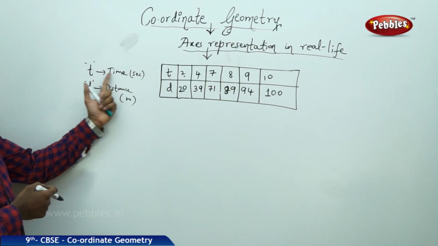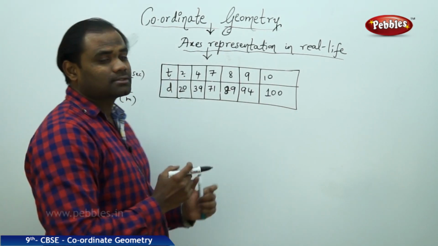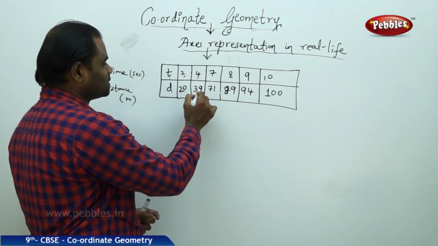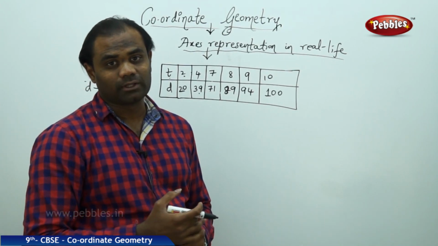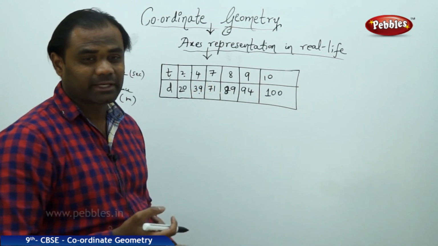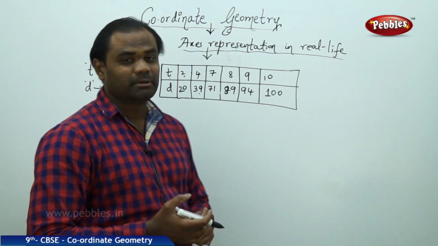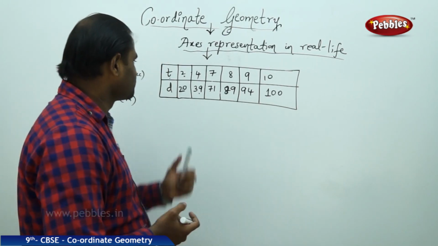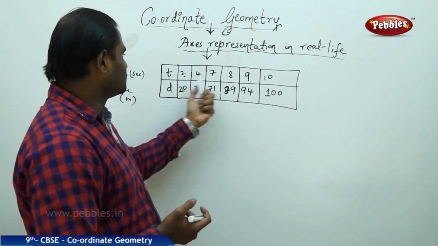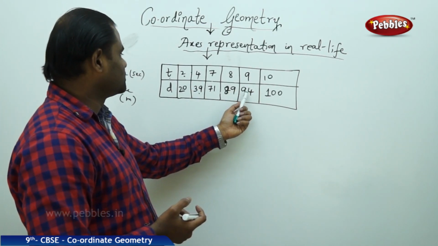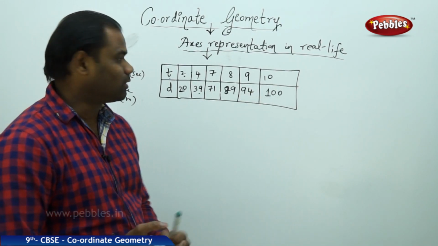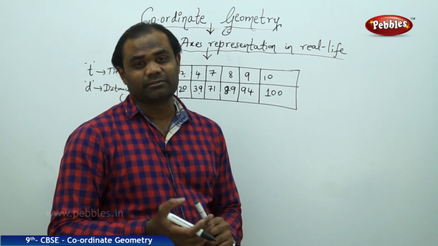Distance in meters, time in seconds. So the first 2 seconds, the distance covered by the sprinter is 20 meters. And for the first 4 seconds, the distance would be 39 meters as recorded, approximately. When the time taken is 7 seconds, it is assumed that the distance traveled by the sprinter is 71 meters. For the 8th second, it is said to be 89 meters. And then coming to the 9th second, it is 94, and 10th second, it is 100. Is how I understand this in real life situation.